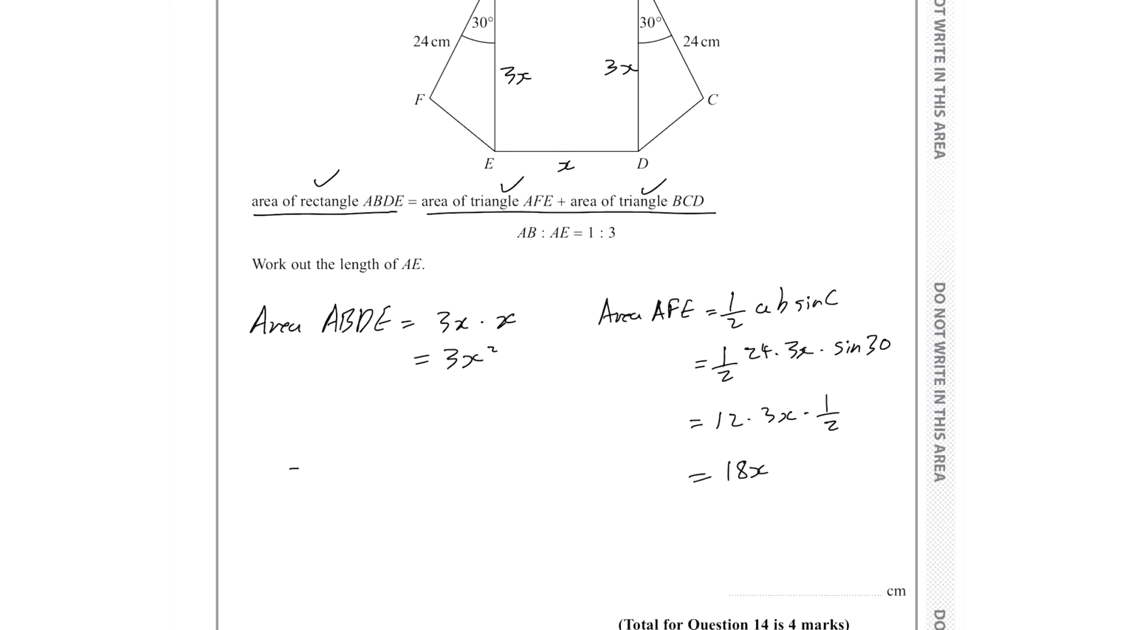So we can write 3x squared is equal to 18x plus 18x, and 18 plus 18 gives us 36. So we have 3x squared is equal to 36x. I can divide each side by 3, and that gives me 12x. And I can divide each side by x to get x as 12. And now the question did ask for AE. So AE is 3x, so that's going to be 3 times 12, which is 36.